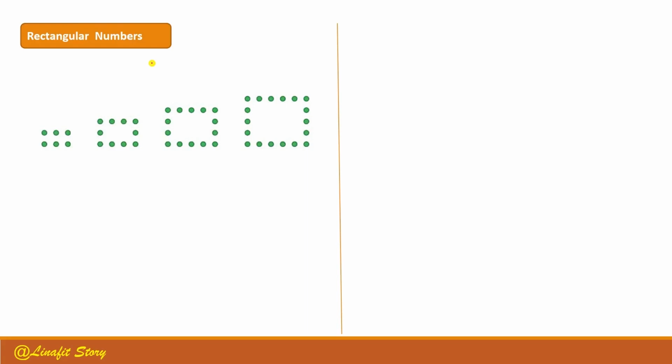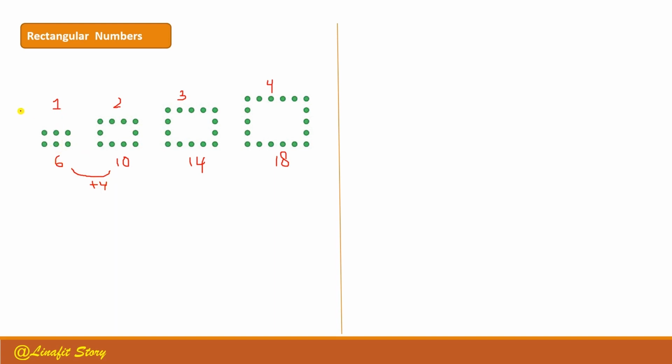Rectangular numbers are numbers that can be arranged in rectangular patterns of dots. The first 4 figures of the sequence are as shown. The first term is 6 dots. The second term is 10. The third term is 14. The fourth term is 18. So we can see over here the common difference is 4.